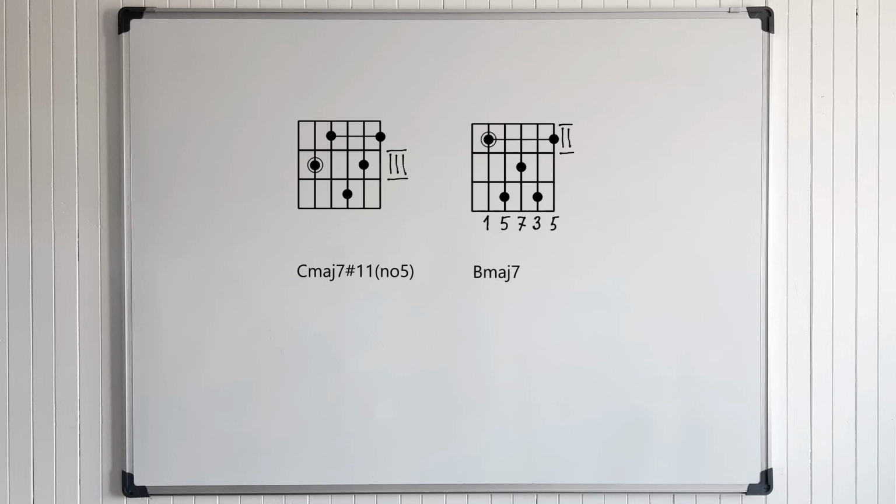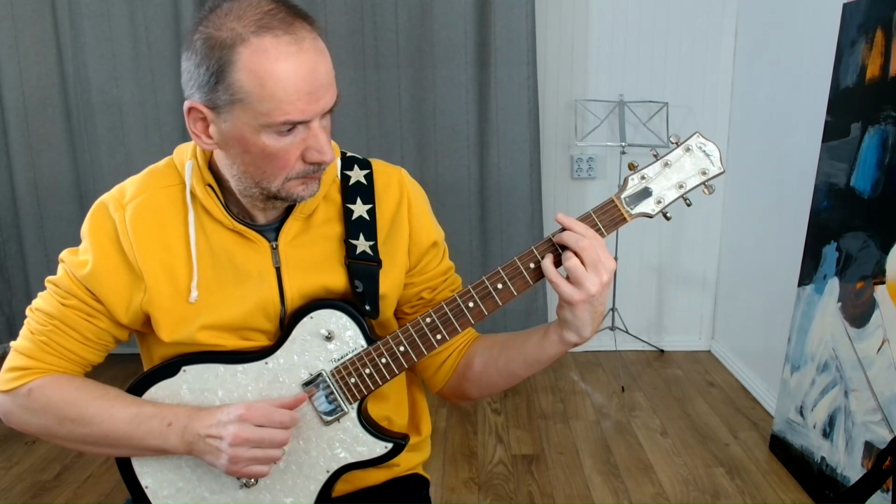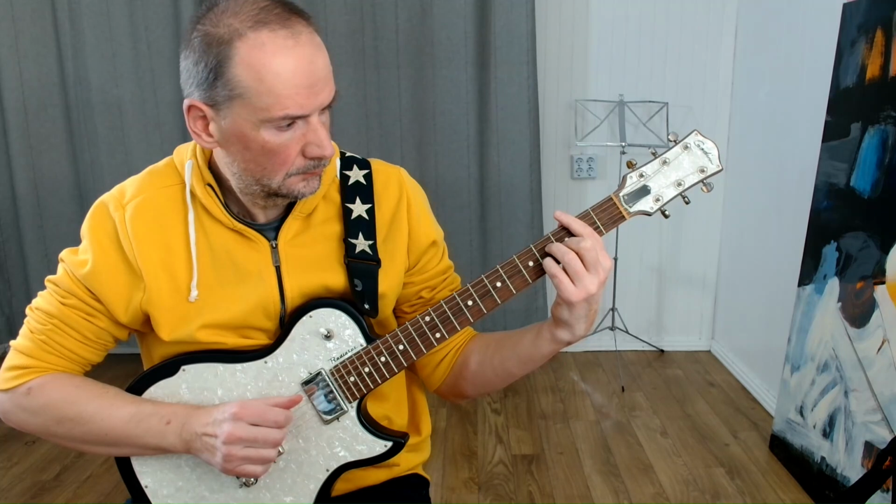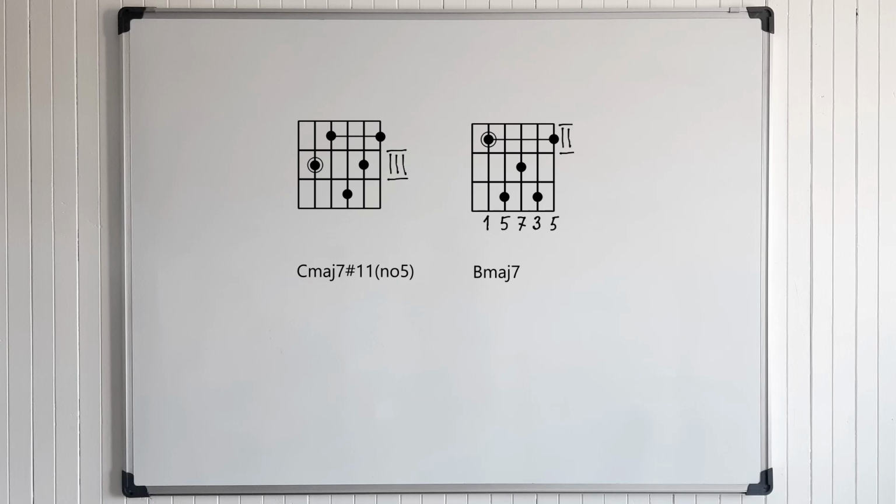In terms of modal interchange, B major key can borrow C Lydian chord from B Phrygian mode and resolve back to B major. For soloing, we can use Lydian on C and Ionian on B.